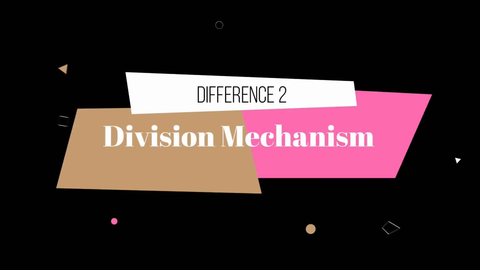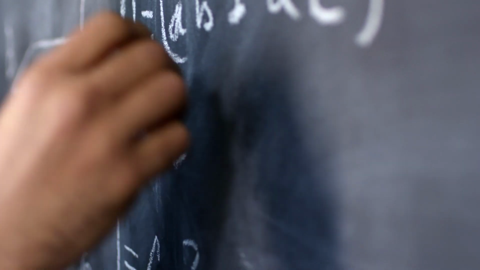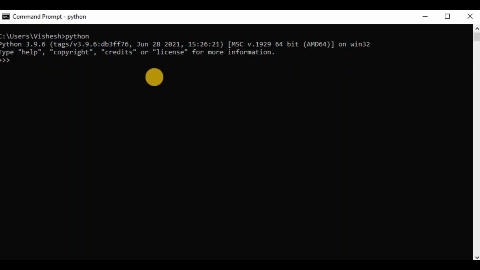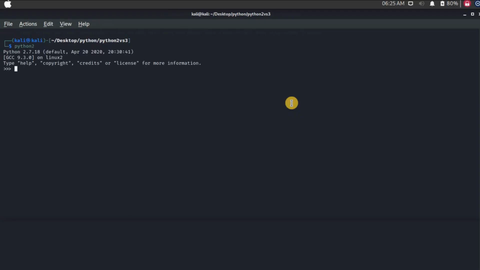The next difference that we have is the division mechanism. Let's say we have to divide 5 by 2. We can do that both in Python 2 and Python 3. But to our surprise, the results are a bit different. In Python 2, 5 divided by 2 returns 2. That is the rounded-off value of 5 by 2. However, when we do the same in Python 3, we get 2.5, which is the exact answer.